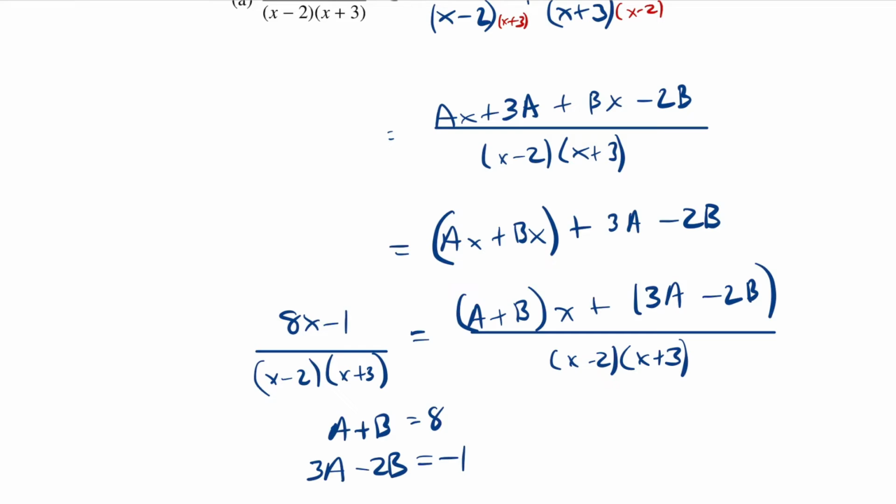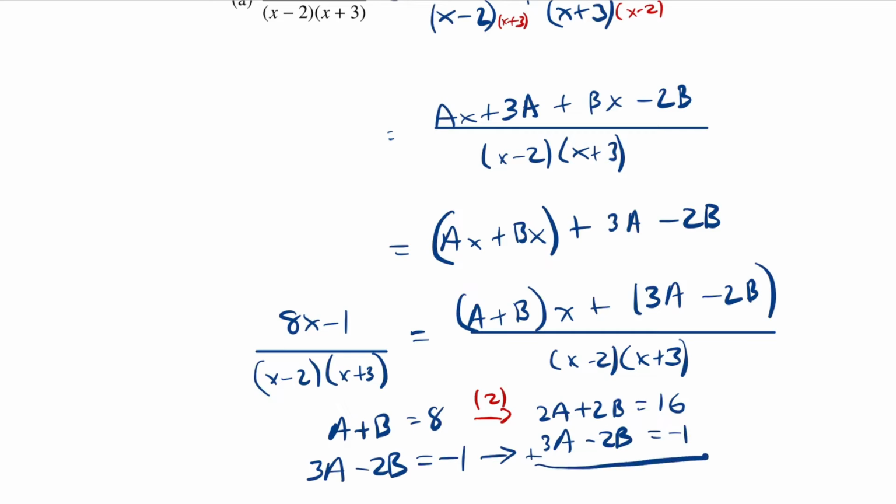All right, now let's do elimination. I'm going to do elimination by multiplying this by positive 2. 2a plus 2b equals 16. This one's going to stay unchanged. Now you have 5a equals 15, which means a equals 3. Once you have a, you can substitute that into this equation, and you're going to have 3 plus b equals 8. And so b equals 5.